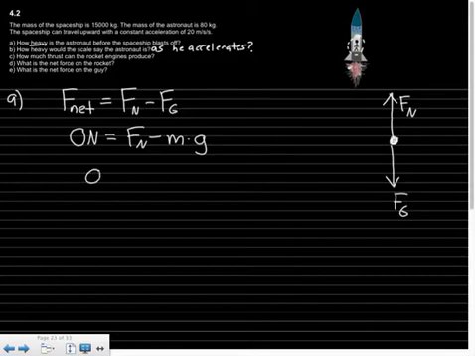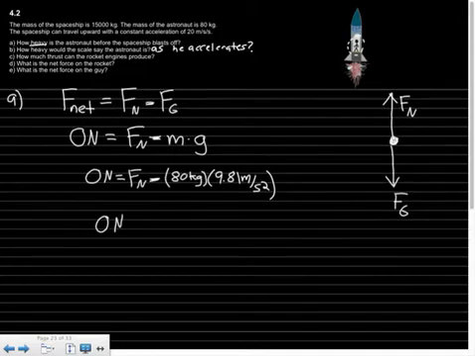So we have 0 newtons for net force equals normal force minus the mass of the astronaut, which is 80 kilograms, times 9.81 meters per second squared. And again, I made it positive because I already accounted for the negative here. So we have 80 times 9.81. 0 newtons equals normal force minus 80 times 9.81, which comes out to be 784.8 newtons.